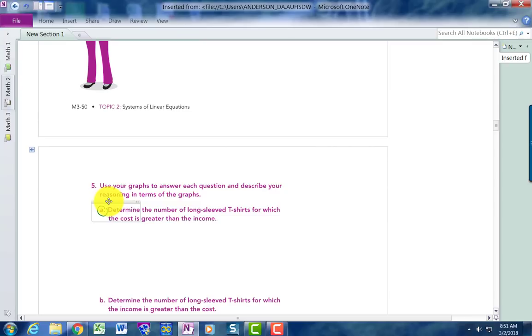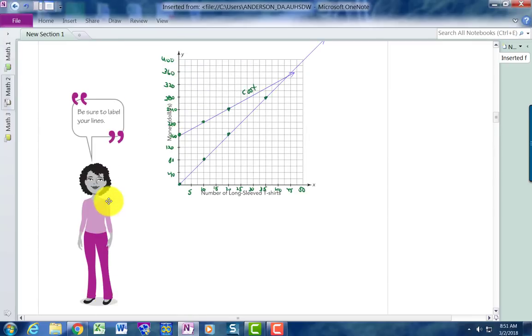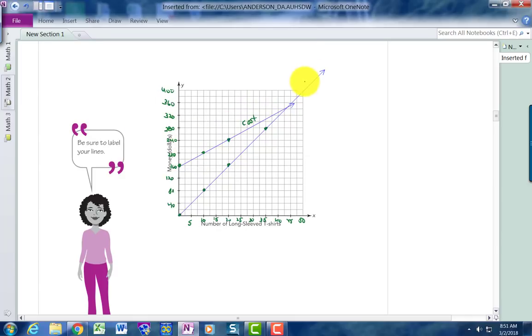Well, if you go up to the graph, look at your cost line. When is it above the income? I should have labeled this one. This is the income line. You could label down here too, income. So if you look at your graphs, you go, okay, when is the cost line above the income? Well, the cost line is above the income right along here, where all of these values were above the income until we reach, remember, that equilibrium point, which was 40.